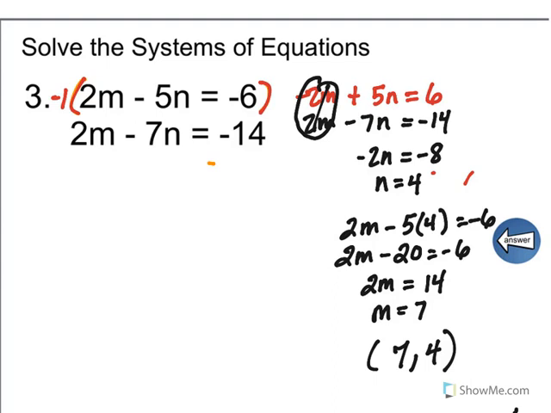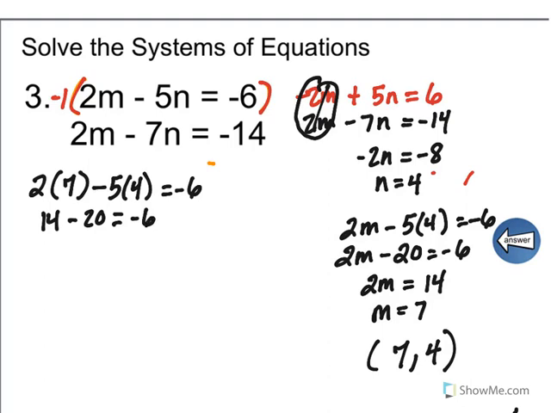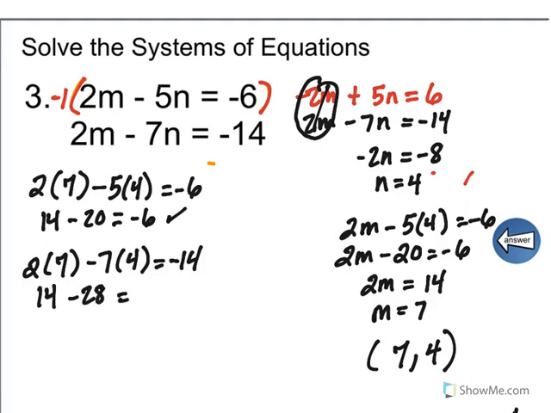I want to check it in both equations. So 2 times 7 minus 5 times 4 equals negative 6. 14 minus 20 does equal negative 6, so we're good there. 2 times 7 minus 7 times 4 equals negative 14. 14 minus 28 equals negative 14. So we're good there. So I know that my solution of (7, 4) is correct.